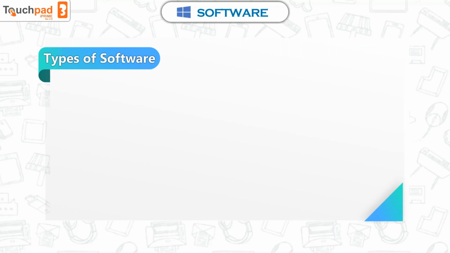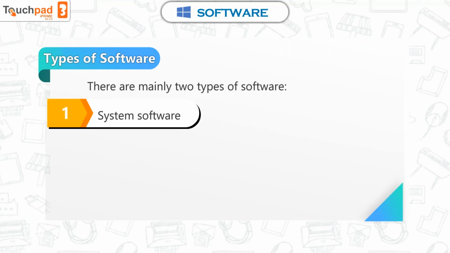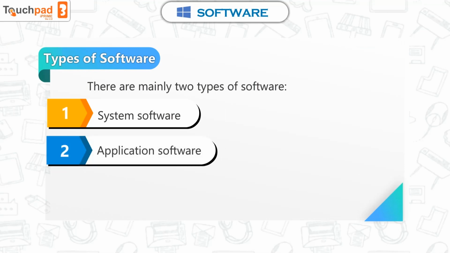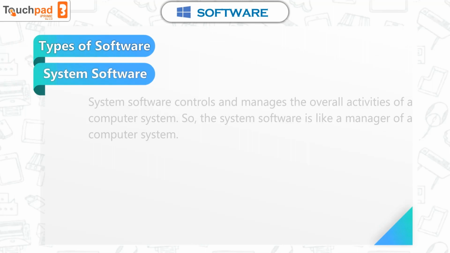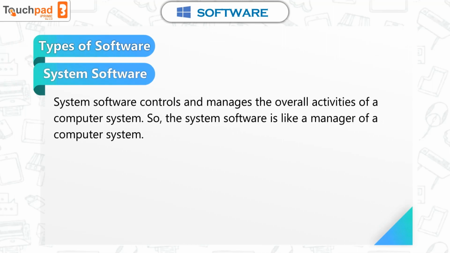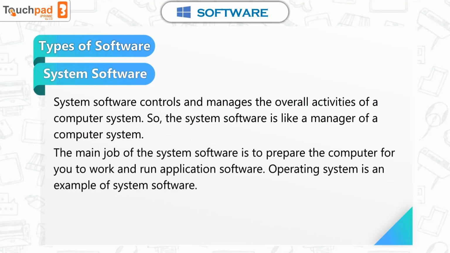Types of software. There are mainly two types of software. One, system software. Two, application software. System software controls and manages the overall activities of a computer system. So, the system software is like a manager of a computer system. The main job of the system software is to prepare the computer for you to work and run application software.